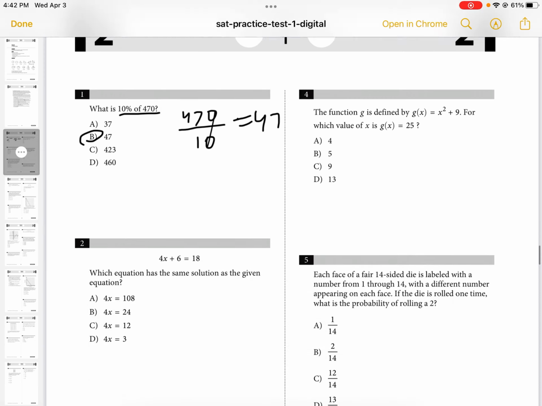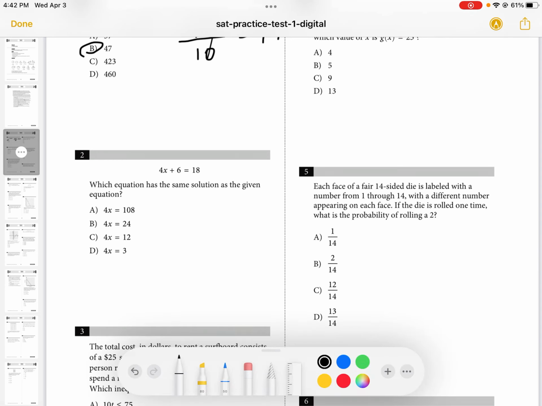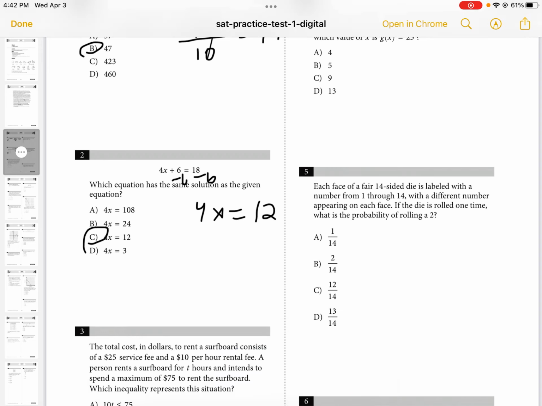Alright, next question. 4x plus 6 equals 18. Which equation has the same solution as the given equation? All the left-hand side terms are 4x. So we just subtract 6 from both sides to get 4x equals 12. Voila, look what matches. Next question.